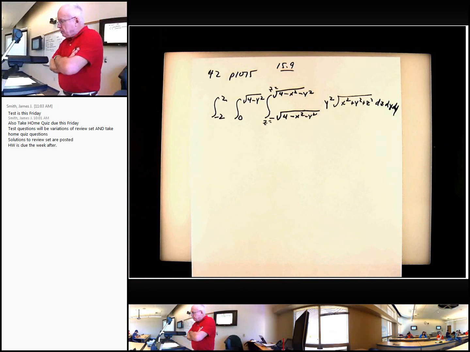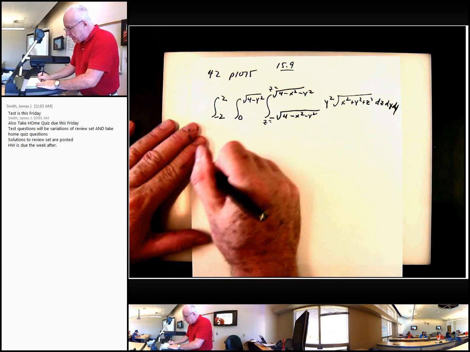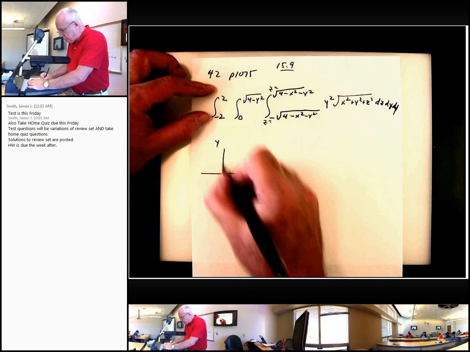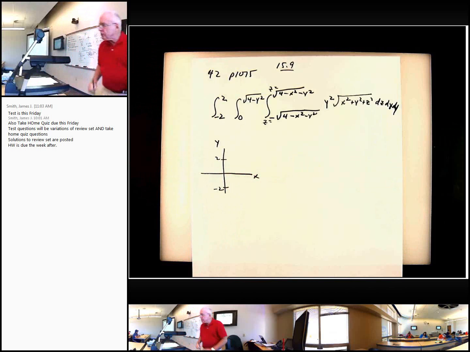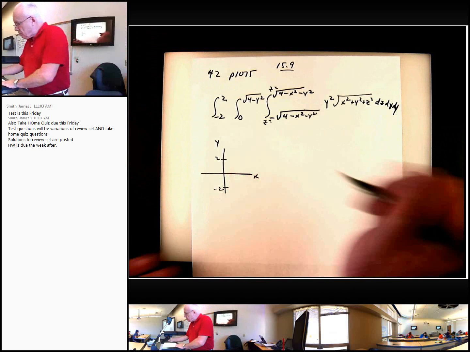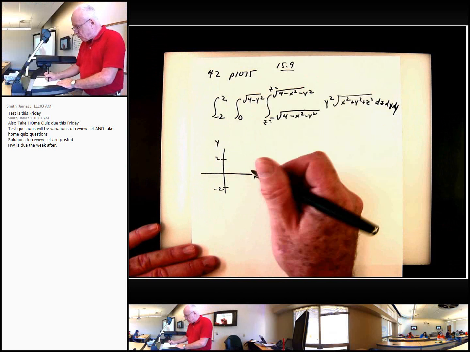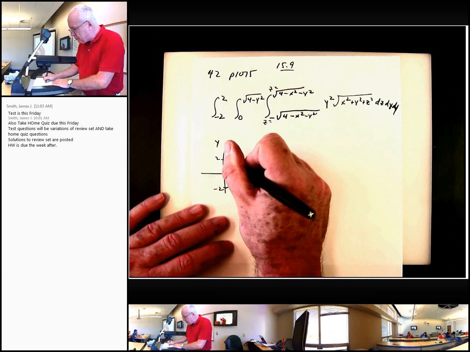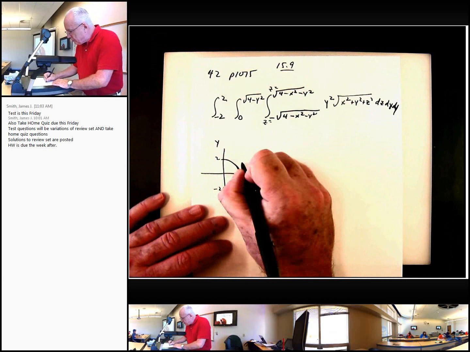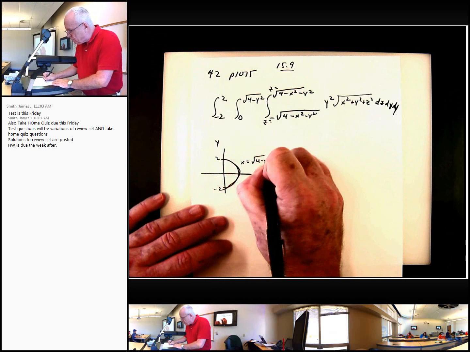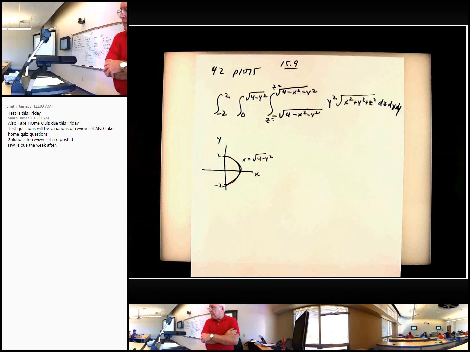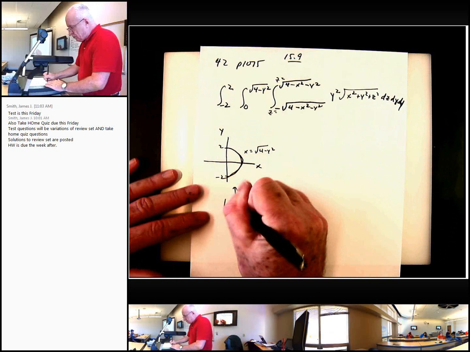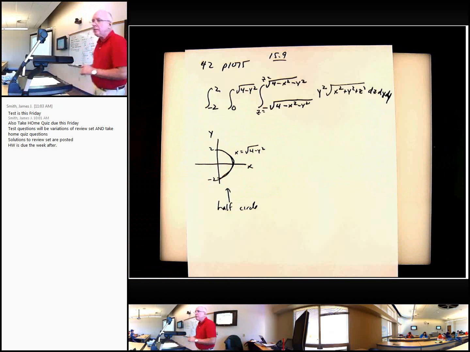Let's first of all look in the xy plane. We're told that y goes from -2 to +2, and x is going from 0 to the square root of 4 minus y squared. So x is only positive, and this is going to be a half circle. This is x equal to the square root of 4 minus y squared. So we see from that we're only doing a half circle here. That's one thing we can see.